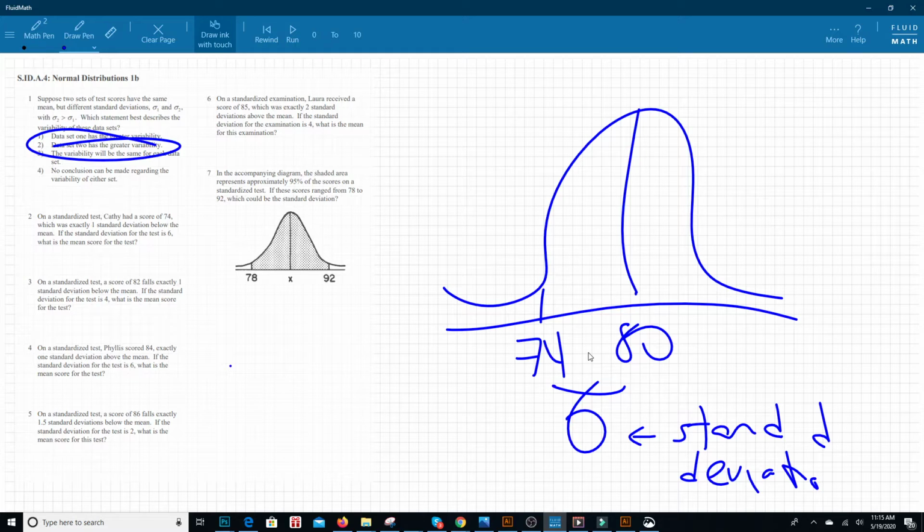So right here, our answer, the mean right here, is 80.